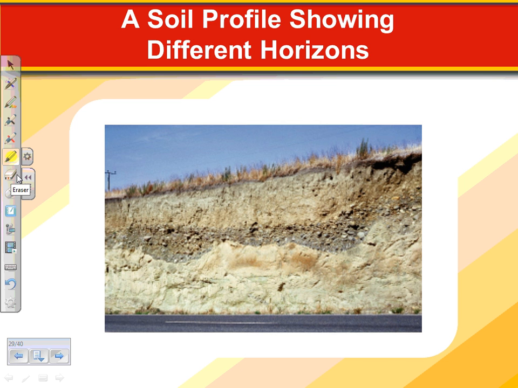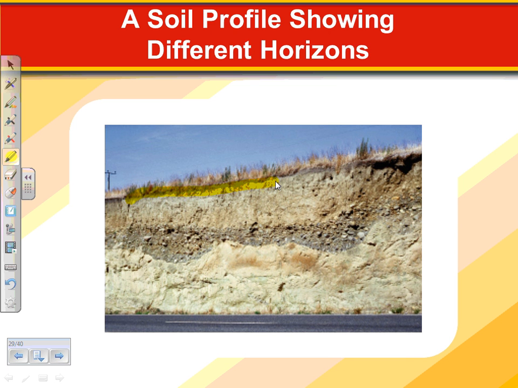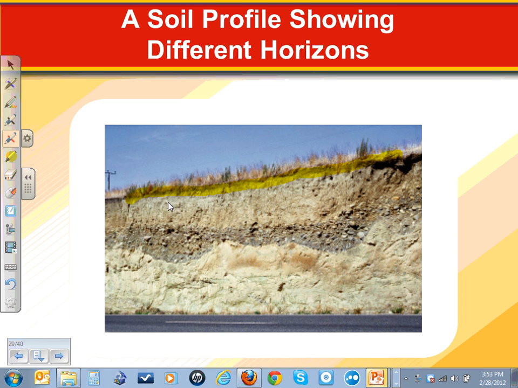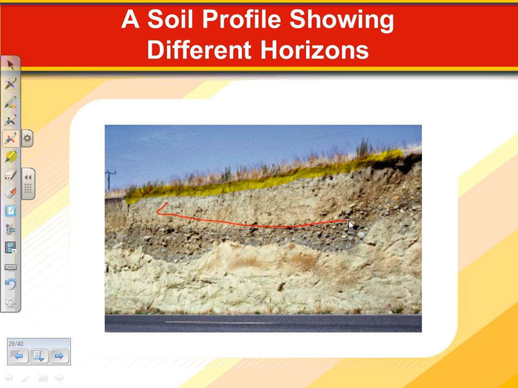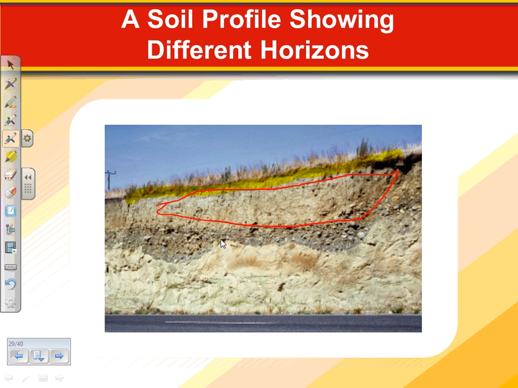A soil profile shows different horizons, and again, we can go through and start to identify the topsoil up here, that layer. Here we've got the B horizon here, and then the C horizon down here. This would indicate the C horizon. You can see the rock fragments sitting on top of what we refer to as the bedrock.